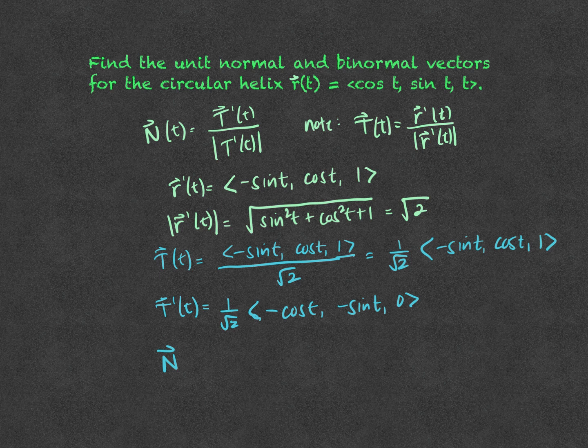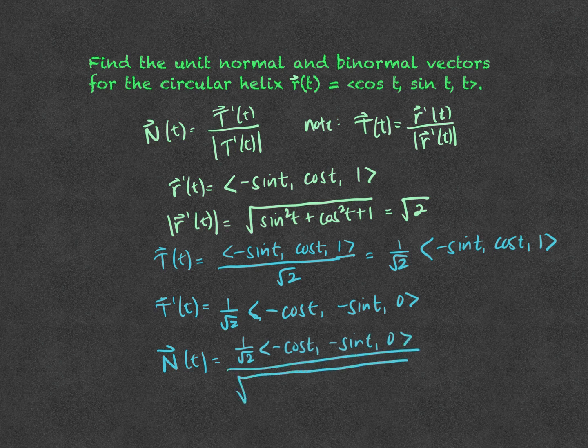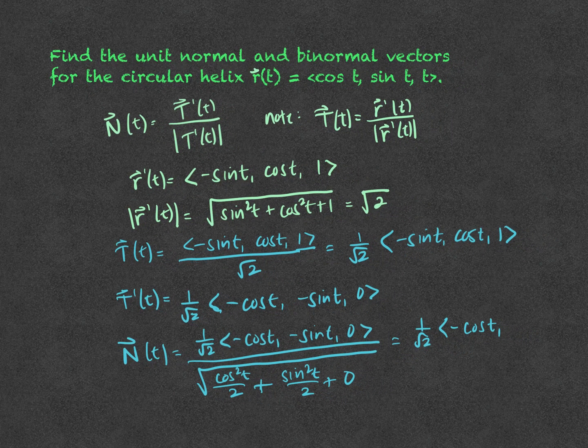Our unit normal vector, N of t, equals T prime of t, which is 1 over the square root of 2, times the vector negative cosine t, negative sine t, 0. And the denominator is the length of that. So I'm going to distribute the square root of 2 and say cosine squared t over 2 plus sine squared t over 2 plus 0. So this gives us 1 over the square root of 2, and we have the vector negative cosine of t, negative sine of t, 0 over cosine squared plus sine squared is 1, so we have the square root of 1 over 2.